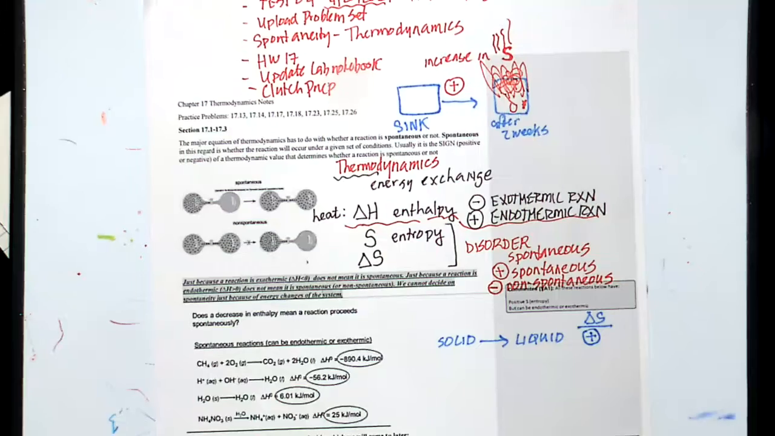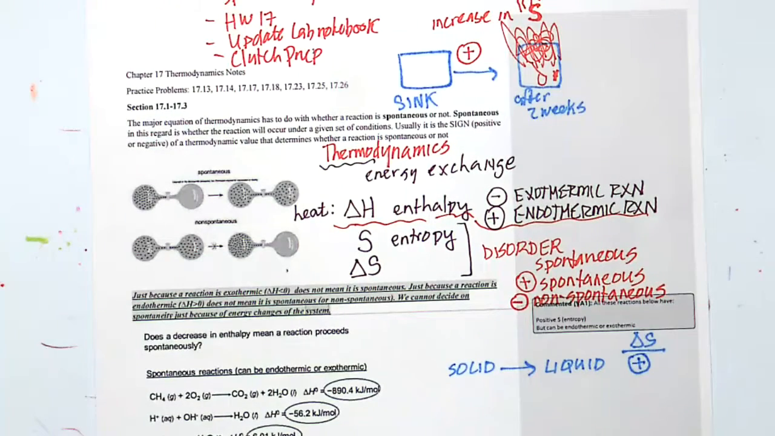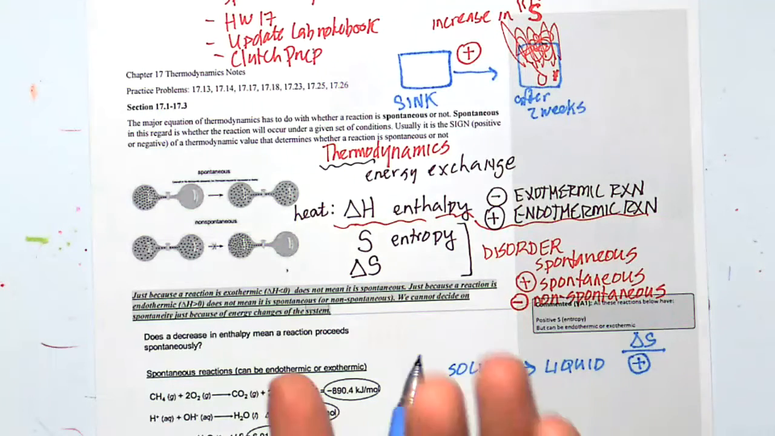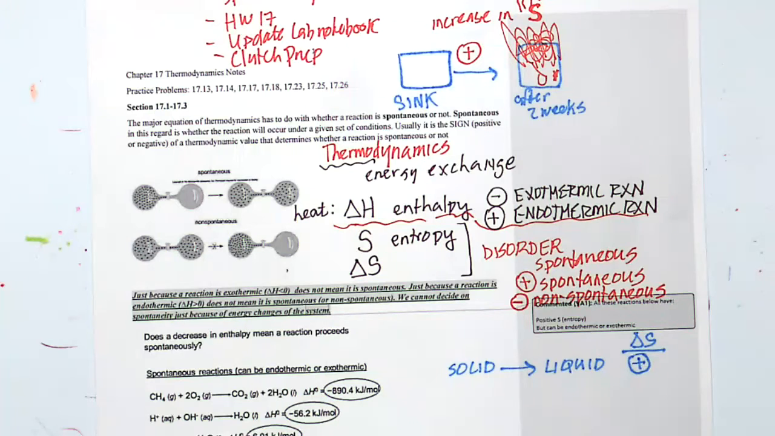How are the atoms arranged in a solid? Aren't they like this? Packed, that's right. How are the molecules, the atoms, arranged in a liquid? Not so packed, loose. So yes, this would be a positive entropy change, solid going to a liquid.